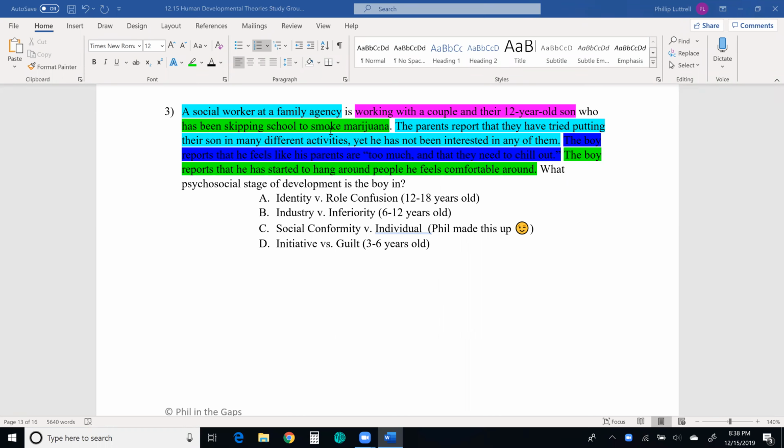So quick review. Social worker, family agency, couple, 12-year-old son, skipping school to smoke marijuana. Parents are trying to tell him what activities he should do, he's not interested in any of them, and the parents just need to chill out. So based on that, we're going to rule out social conformity versus individual because I made that one up. So it can't possibly be an answer because it's not a part of psychosocial stages of development. So at this time, we're also going to rule out initiative versus guilt.